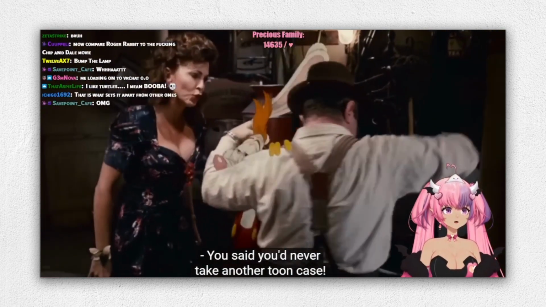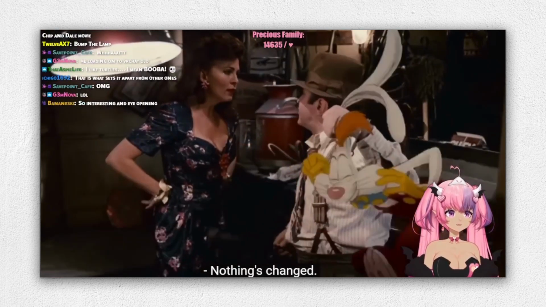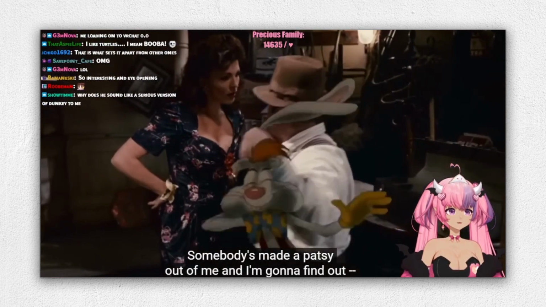You said you'd never take another toon case. What'd you have, a change of heart? Nothing's changed. Somebody's made a patsy out of me, and I'm gonna find out why.